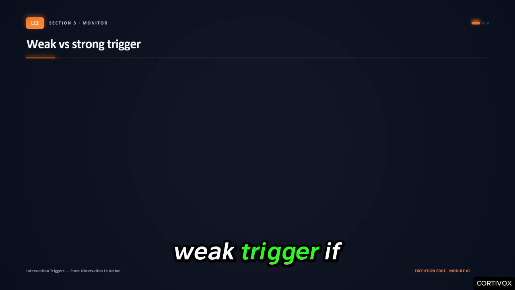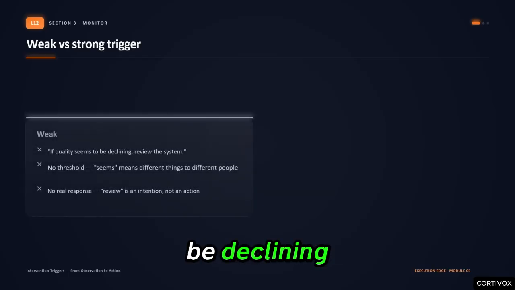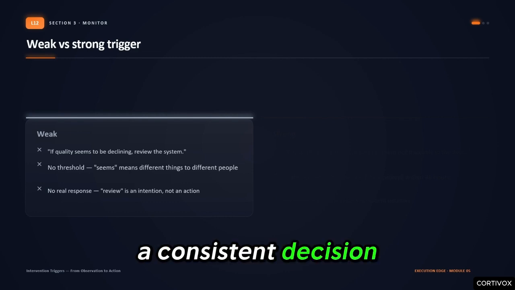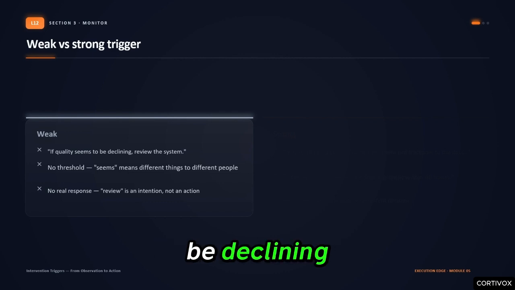Weak trigger: if quality seems to be declining, review the system. This cannot produce a consistent decision because "seems to be declining" means different things to different people. It also has no response. "Review the system" is a general intention, not an action.